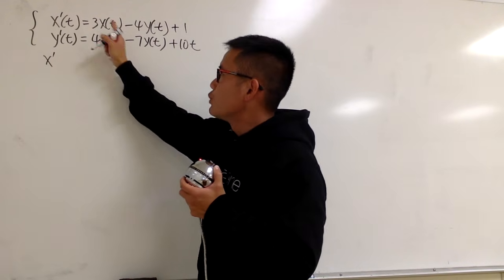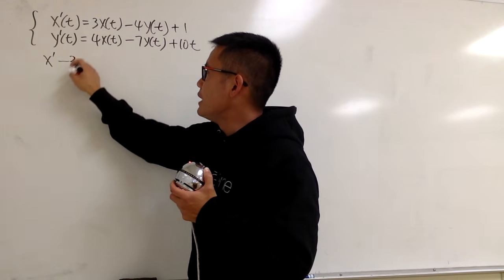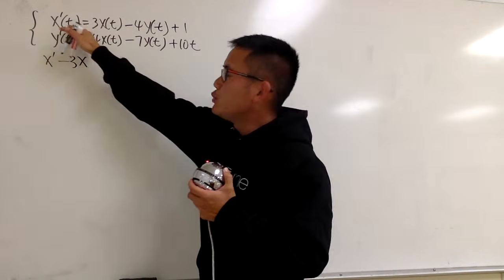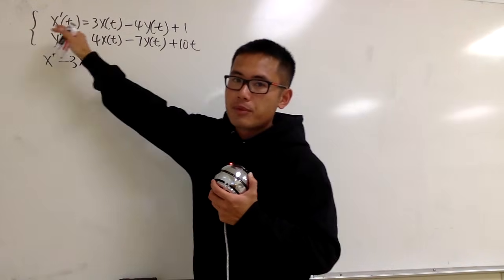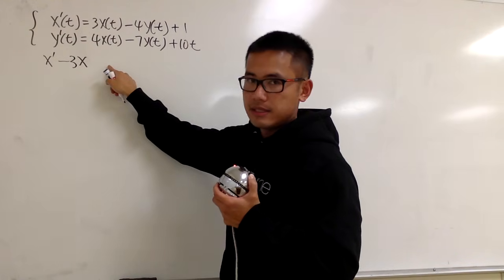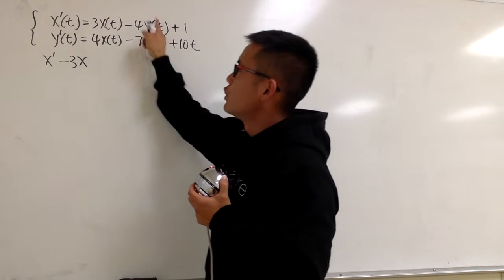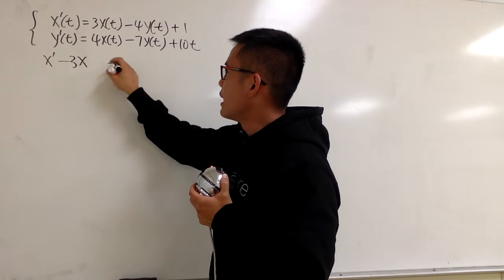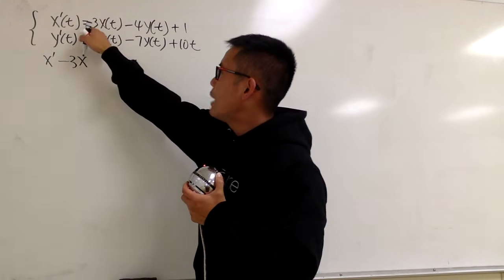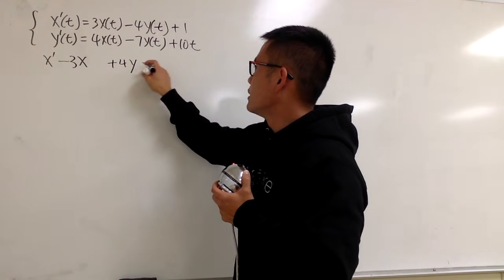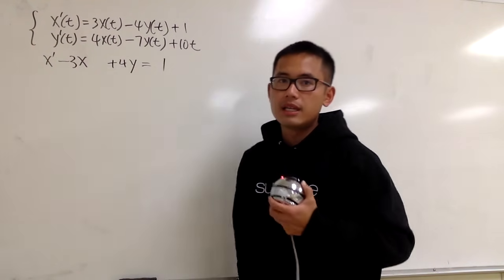I will move this to the other side, and it becomes minus 3x. And as you can see right here, we don't have any y prime, right? So I will leave a space. And then I will move this to the other side, and that will be plus 4y. And that will be equal to 1, okay? This is what we have at the moment.